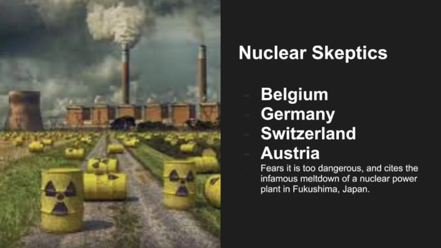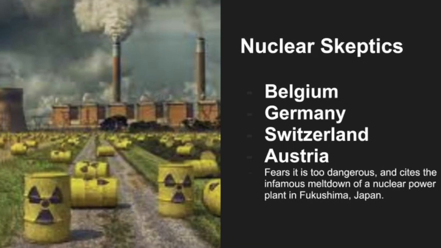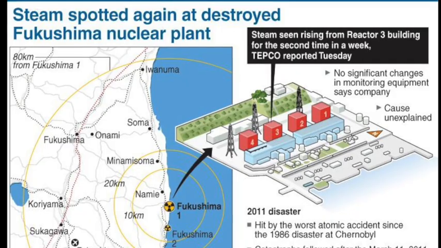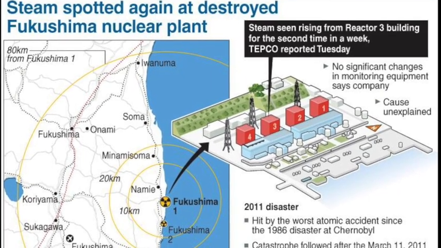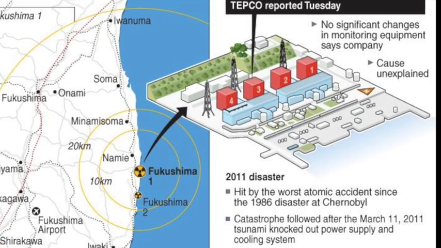On the opposing side, Belgium, Germany, Switzerland, and Austria want to phase out their use of nuclear energy following the Fukushima disaster, and they believe that moving to nuclear energy is too expensive and that it should not be on the same level footing as renewable sources in combating climate change.